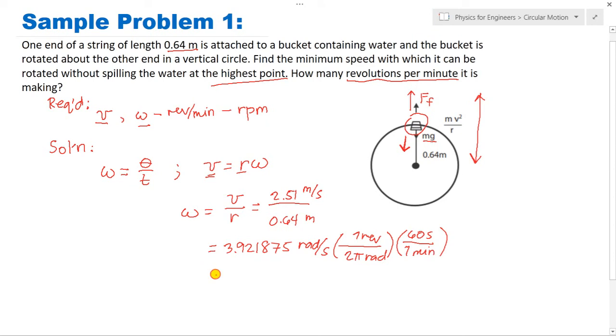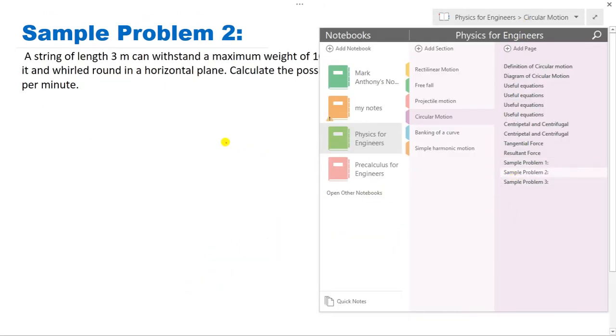Then, simplify everything. We have an approximate value of our angular speed, which is equal to 60 over 2 pi times 3.92. The resulting answer is approximately 37.45 rev per minute, or RPM. This would be our final answer for our angular speed. So next, let's jump to the next question.